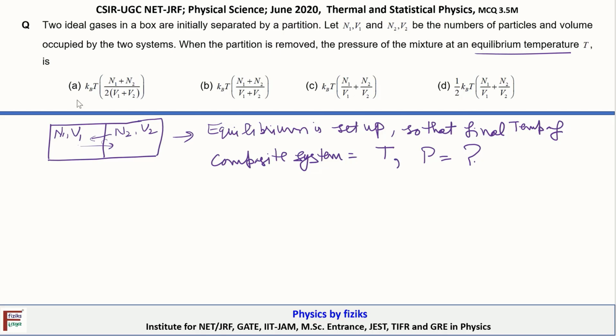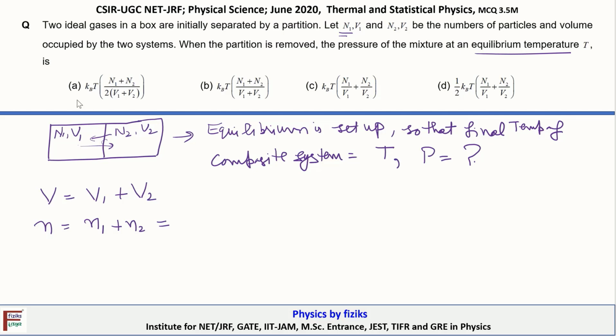When we are making a composite system, the total volume is V equal to V1 plus V2, and N is the total number of moles in the composite system, that will be N1, the number of moles corresponding to system 1, plus N2, the number of moles corresponding to system 2. Because we are not given the number of moles, only the total number of particles, we can evaluate the number of moles from this information.